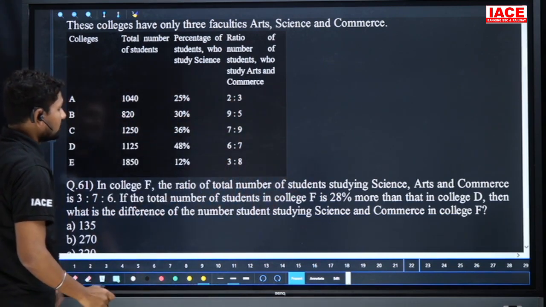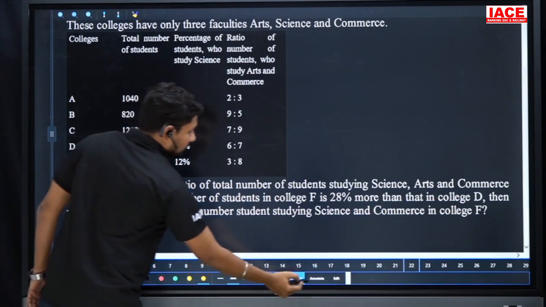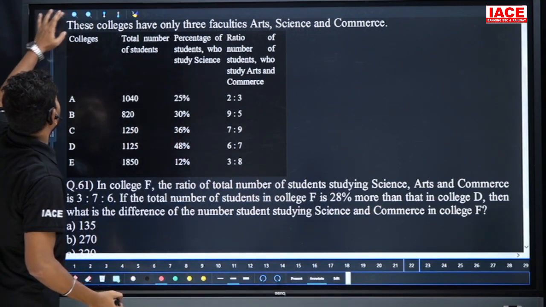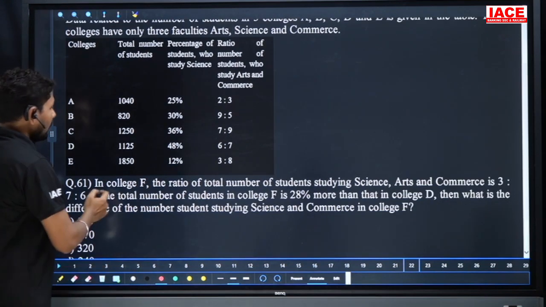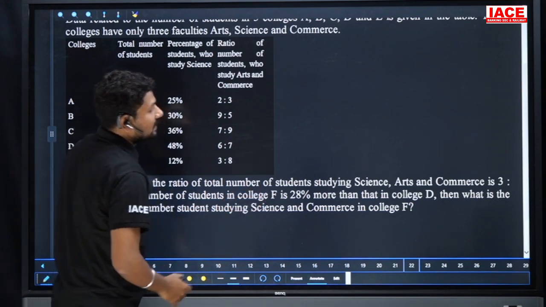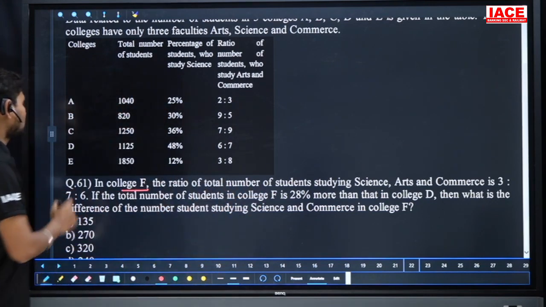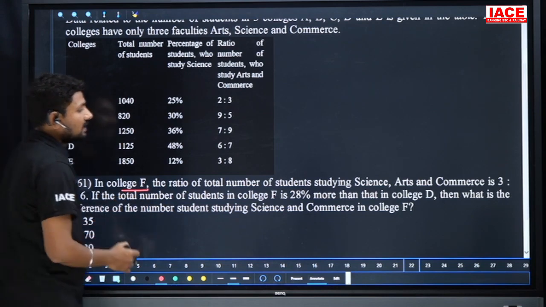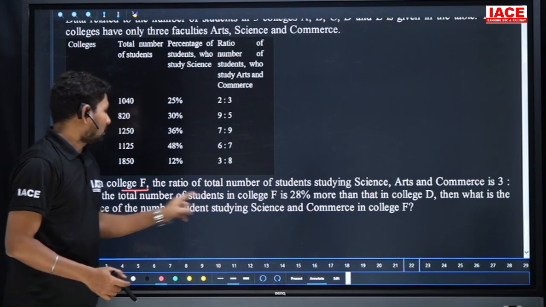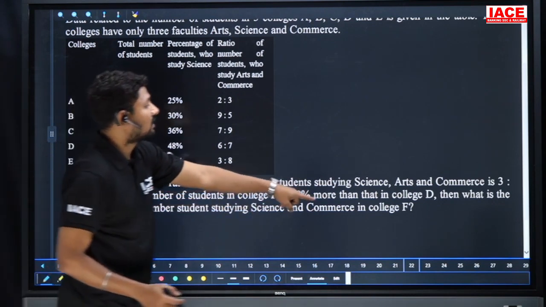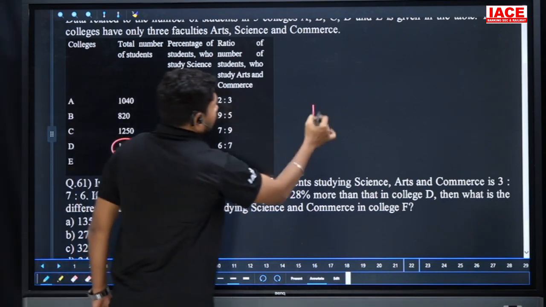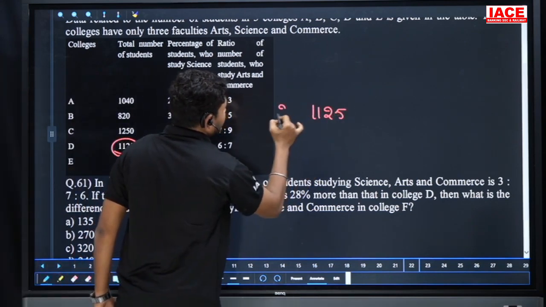Now go for the question. The calculation required is large. In college F, the ratio of the total number of students studying science, arts, commerce is 3 is to 7 is to 6. If the total number of students in college F is 28 percent more than college D, what is the college D value? 1125. We require how much extra percentage? 28 percent.